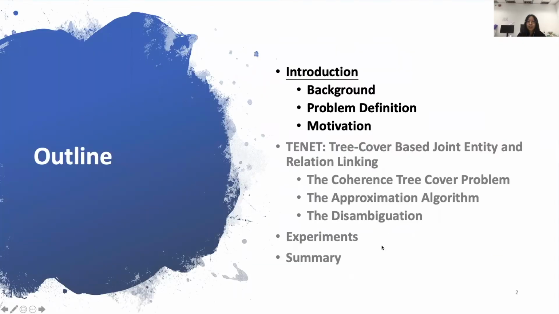This is the outline of today's talk. First, I'll briefly introduce the background, problem definition, and motivation of our work. Then I will present the detail of the end-to-end joint entity and relation linking problem. Finally, I will conclude this talk with demonstration of experimental results and a summary.